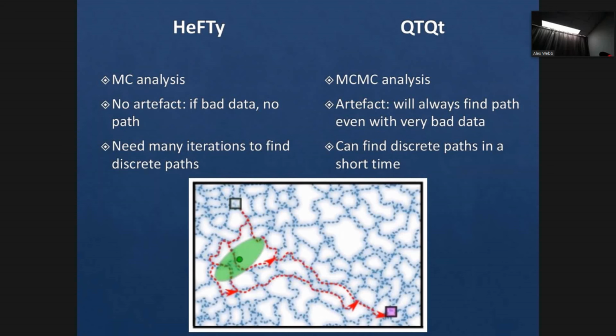The good thing with HeFTy is there is no artifact. If you have only one data point, which is bad, you see big uncertainty, HeFTy will tell you, I cannot find a way, it's too hard with this kind of data. QTQt will find a way, even if there are not enough constraints. So you have to take care when you use QTQt. But the very good thing is, HeFTy is quite long to run, while QTQt is running very fast and much deeper, because, as I told you, it's exploring very disparate paths around the main path.